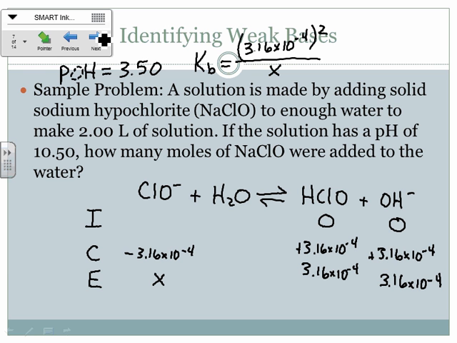Well, wait a second. What other piece of information might be useful here? Now can you see it? There we go. And we need the Kb for this thing, right? Which, if I was being a good teacher, I would have that up there already. So for hypochlorite, the Kb is 3.3 times 10 to the negative 7th.